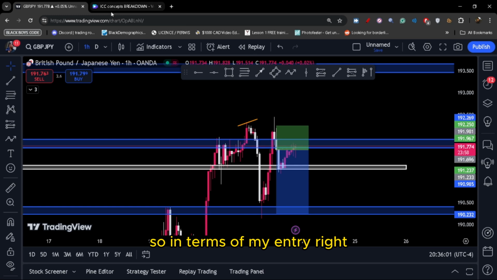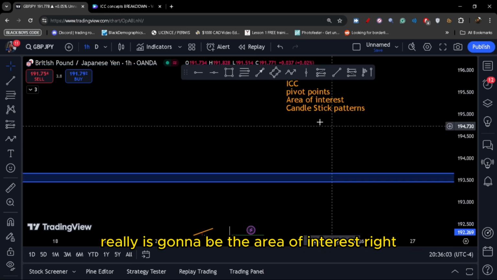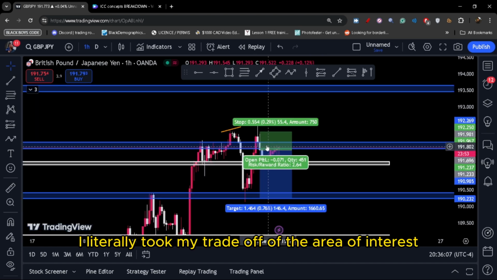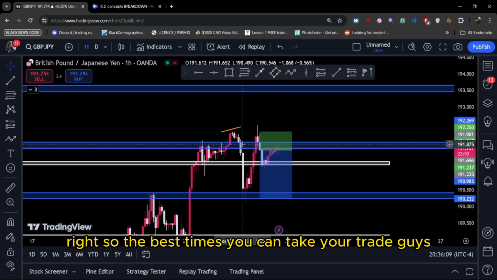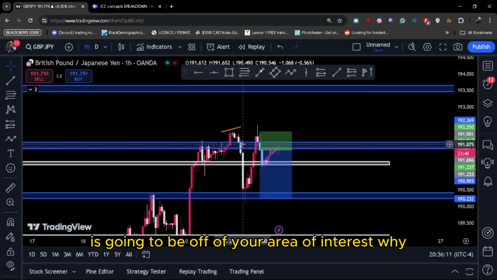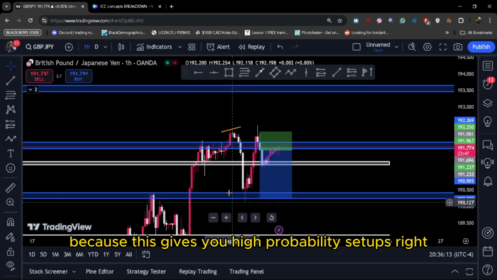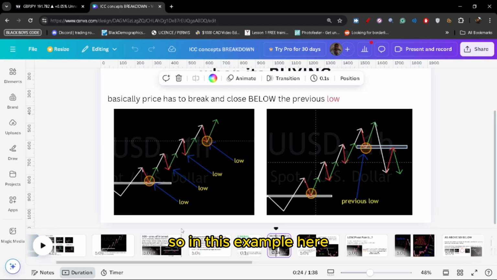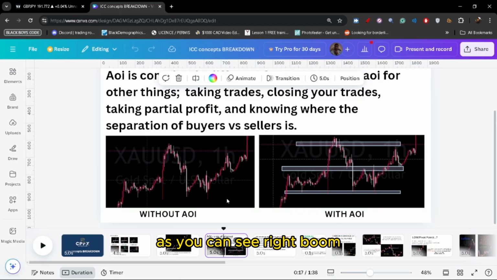So in terms of my entry, the last step really is the area of interest. As you can see, I took my trade off of the area of interest. The best time you can take your trade is off of your area of interest. Why? Because this gives you high probability setups. So in this example here, as you can see, this is the gold chart.